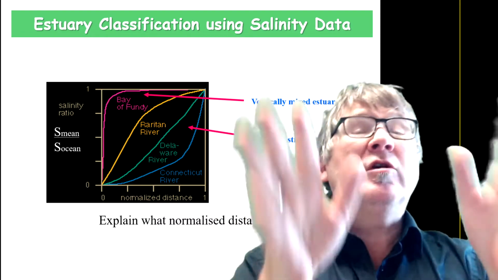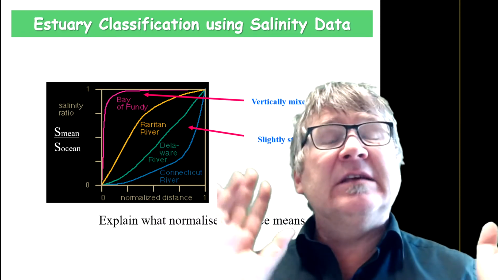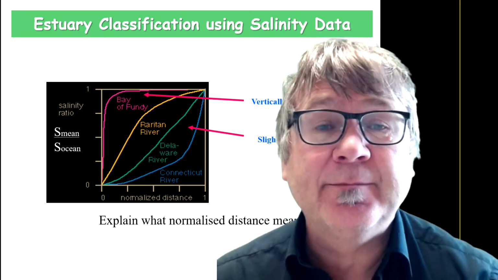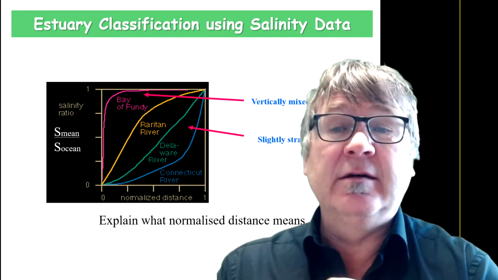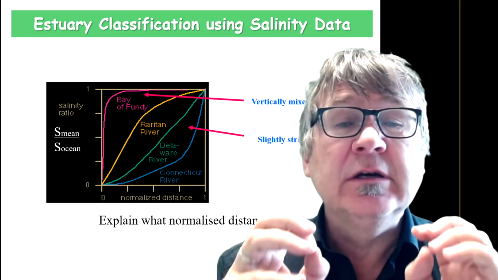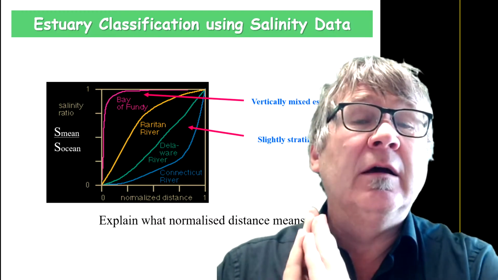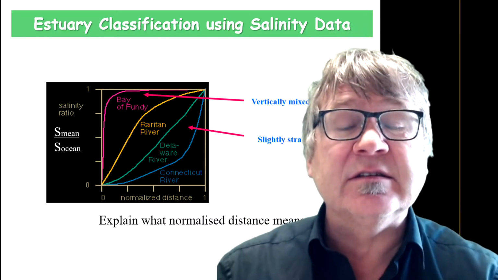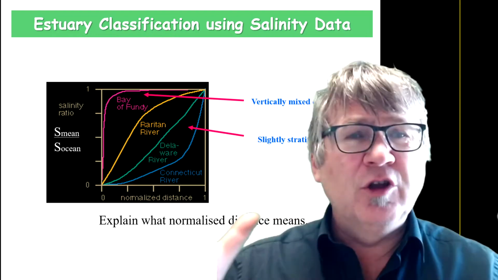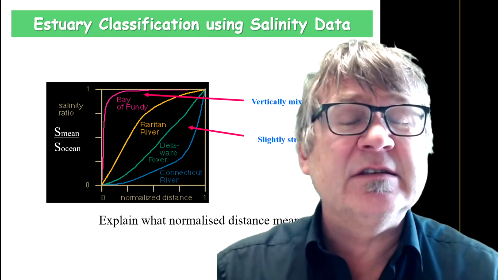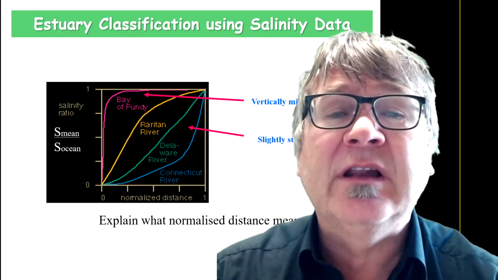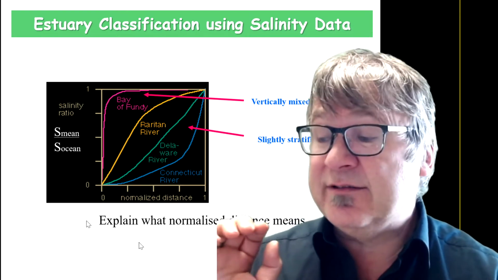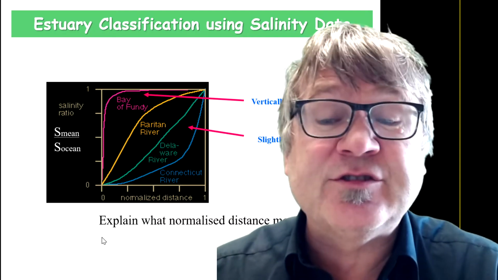So now how can you compare the salinity distributions in different estuaries? And here is a trick. What you do is, instead of using distance, you use normalized distance. What is normalized distance? It is distance divided by the total length of your estuary. And this is what's done here in this sketch for 4 different estuaries.